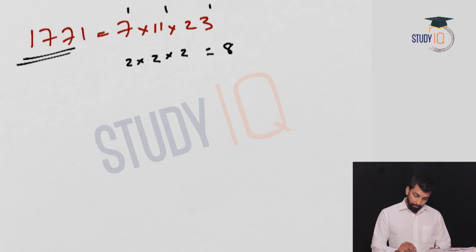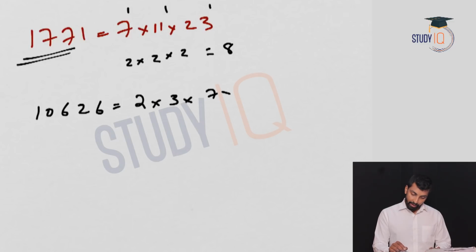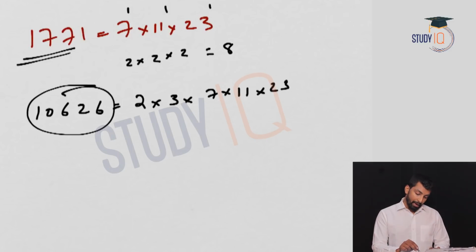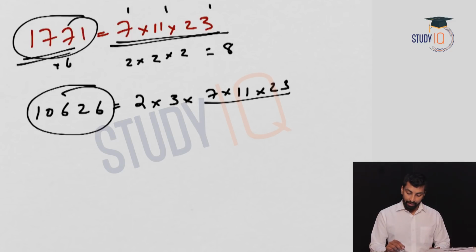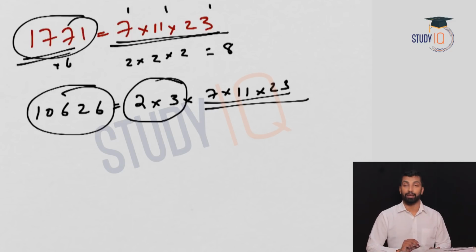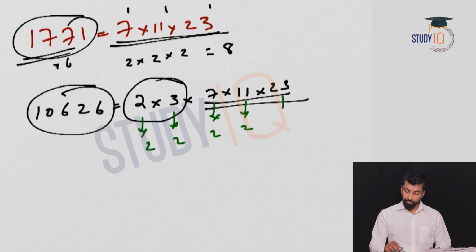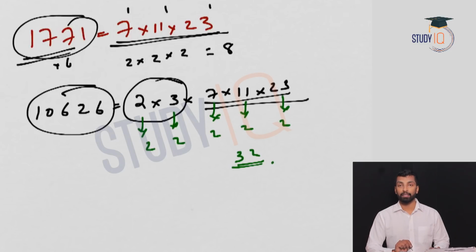So if you take one more, like 10626, you can prime factorize it as 2 into 3 into 7 into 11 into 23. Actually 10626 is, when you are multiplying this number with 6, you are getting this. That's why 7, 11, 23 and 7, 11, 23 is same. Here 6 you prime factorized. So in this case, the number of factors will be, this is 2, this is 2, here also 2, here also 2, here also 2. So 2 raised to 5, that means 32. Number of factors will be 32. So I hope this concept is clear, number of factors.